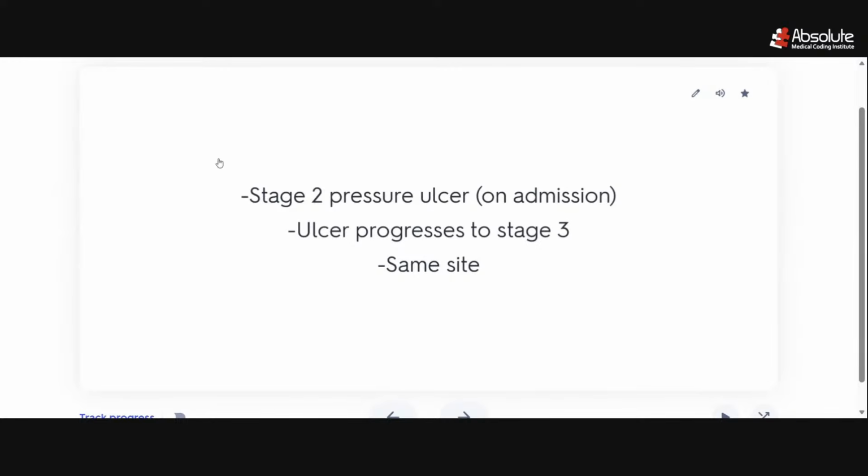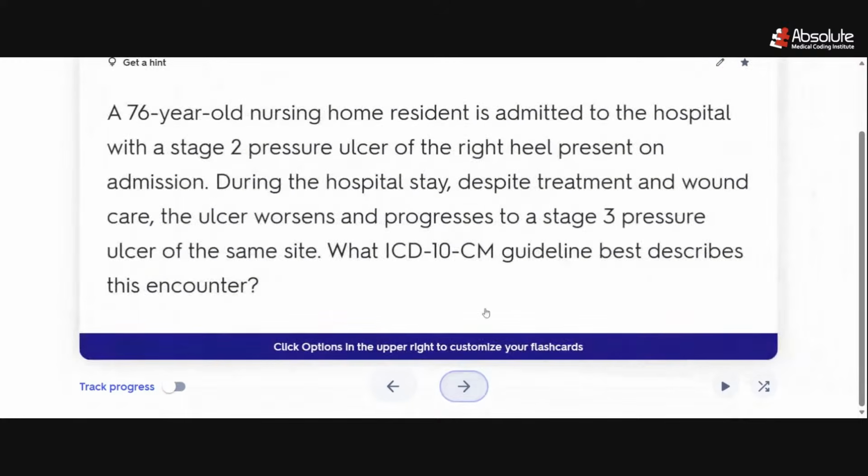So what I'm taking out of here is going to be that stage 2 pressure ulcer, and especially that on admission, or the POA, present on admission, and the fact that the ulcer is progressing to a stage 3, and also that this ulcer is going to be on the same site. So those are the keywords I'm taking out of there, and everyone was pretty much along the same lines, so great job. And now we are going to move on to the second part.